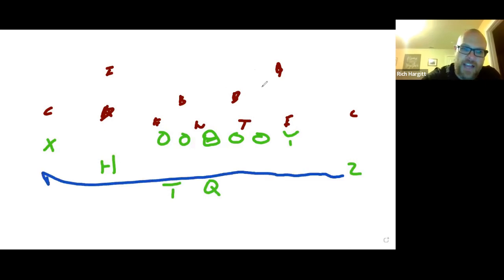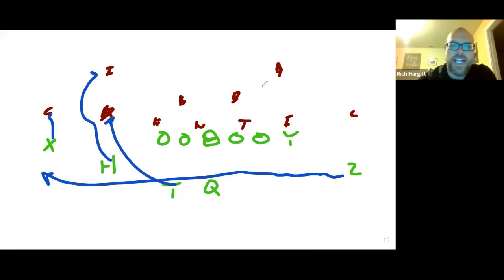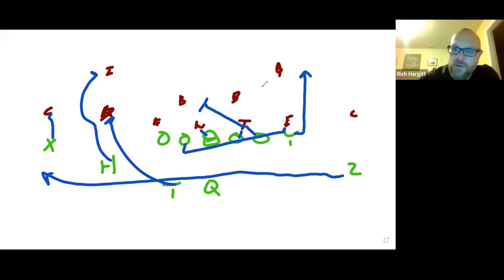We're going to go ahead and fly that guy through, and we're going to run bash. We're going to send our tailback out to that nickel. We're going to bypass the nickel up to the safety and then collect him with the tailback. And now similar blocking scheme, we're going to run that double team, pop the tight end to hold the 3rd level, and run GT counter right back there.